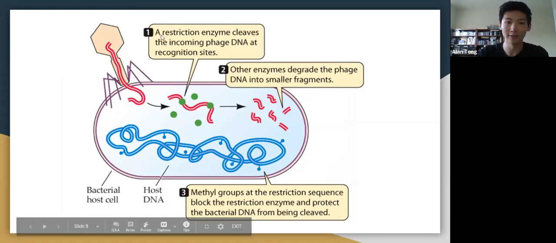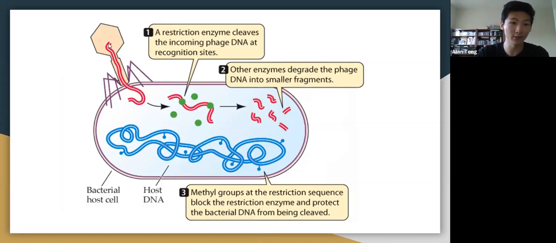So here's a more nuanced picture. The bacteriophage injects its DNA, and then your ninjas go to work by chopping it up into fragments, which are then further degraded. But your bacterial DNA is protected because of those methyl groups. They actually prevent that enzyme from binding. That's how it works.